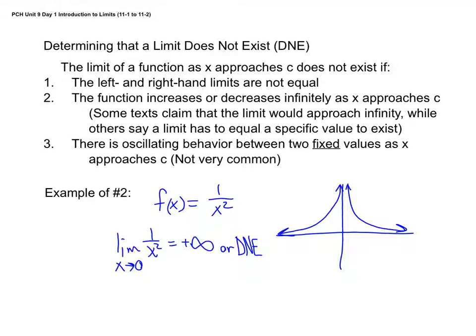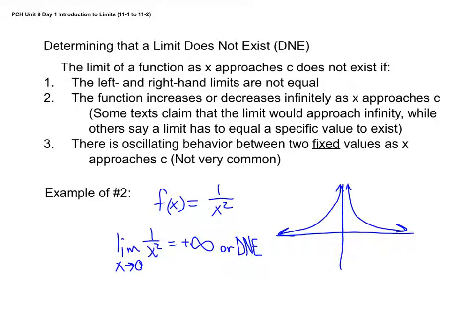The second option here, you will see varying opinions. And really, neither of them is right or wrong, but we are going to use the point that they do not exist in number 2. The function increases or decreases infinitely as x approaches c. I've given you the example here of this function 1 over x squared. It looks like this. If I were to find the limit as x approached 0, you can see here it's going up to positive infinity as we approach 0 from the left. And over here, as we approach from the right, it's going up to positive infinity.